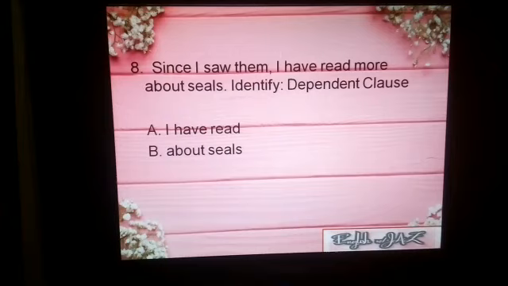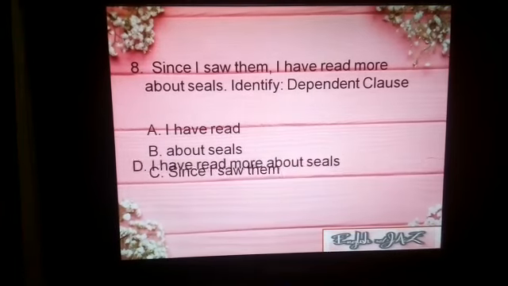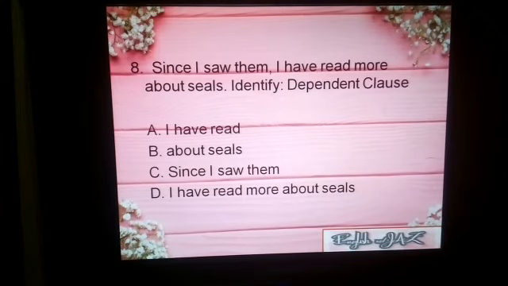Let us have number 8. Since I saw them, I have read more about seals. Identify the dependent clause. Letter A, I have read. Letter B, about seals. Letter C, since I saw them. Or letter D, I have read more about seals. The correct answer for number 8 is since I saw them.